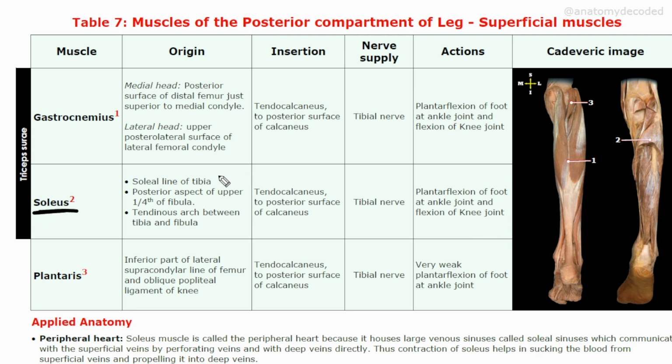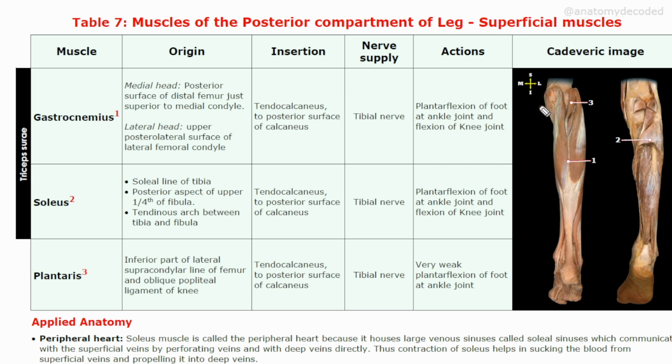Okay, and let's see the other headings for the soleus. Origin: on the tibia there is a line called the soleal line, and there is an area above it. Okay, and there is a tendinous arch between tibia and fibula. Then insertion we have seen, nerve supply we have seen, action also we have seen for the soleus. Plantaris is arising from the lateral supracondylar line and also the oblique popliteal ligament of the knee. Insertion is tendocalcaneus, nerve supply is the tibial nerve, and action is weak plantar flexion.